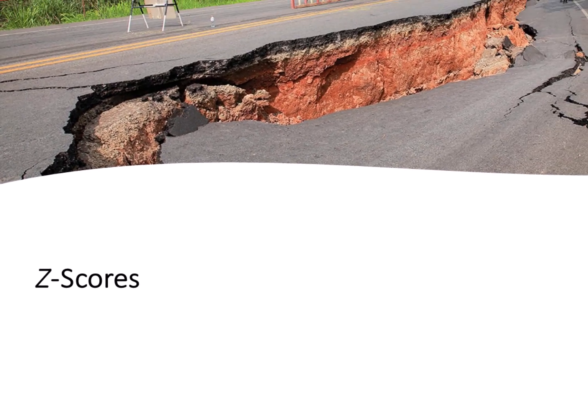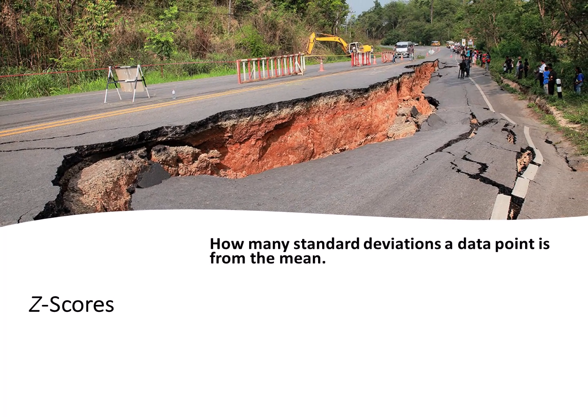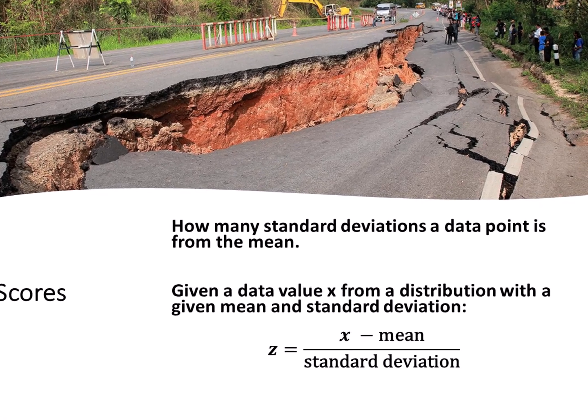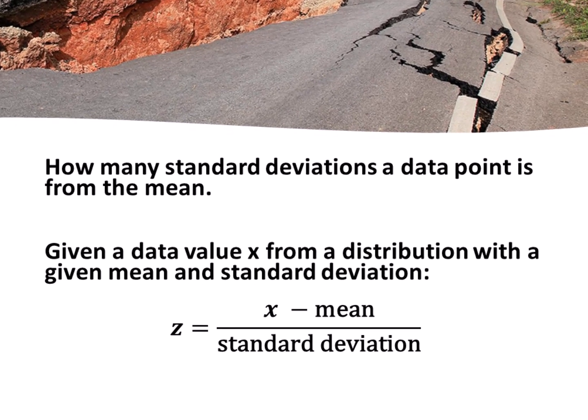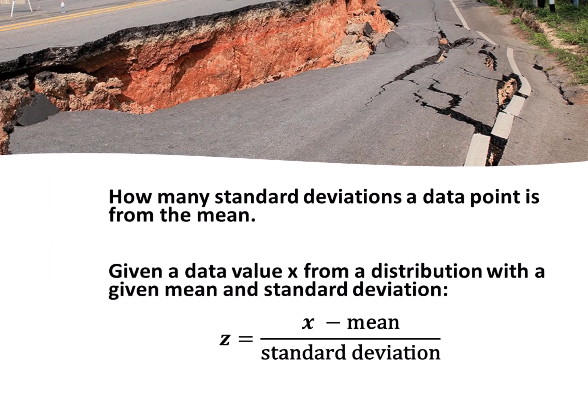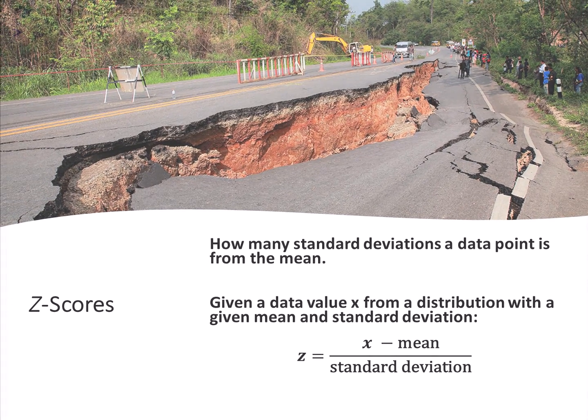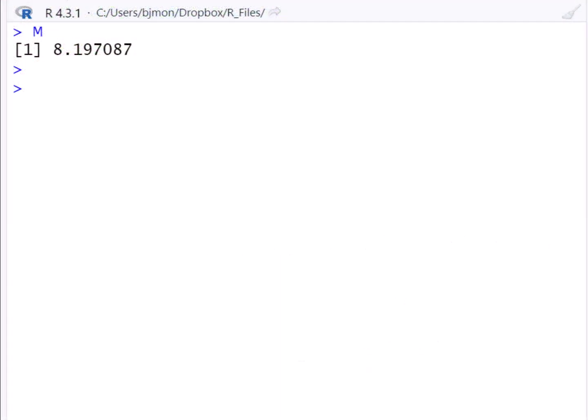Simply put, a z-score indicates how many standard deviations away a data point is from the mean. Given a data value x from a distribution with a given mean and standard deviation, the z-score of x is z equals x minus the mean divided by the standard deviation. For example, we know that the earthquake depths have a mean of approximately mu equals 8.1971 and standard deviation of sigma equals 3.1922.